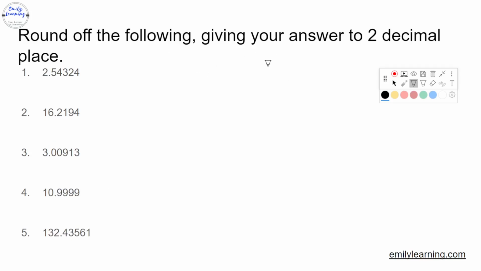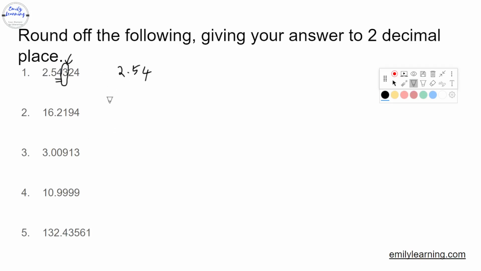Let's try more examples. Next, we are asked to round off our answers to two decimal places. To round off something to the second decimal place, we will check the third decimal place. So 2.54324, to round it off to two decimal places, I just need to check the third decimal place to determine whether this remains as 4 or it becomes 5. So let's take a look at this. Because 3 is lesser than 5, when I round this to the nearest two decimal places, it will be 2.54.